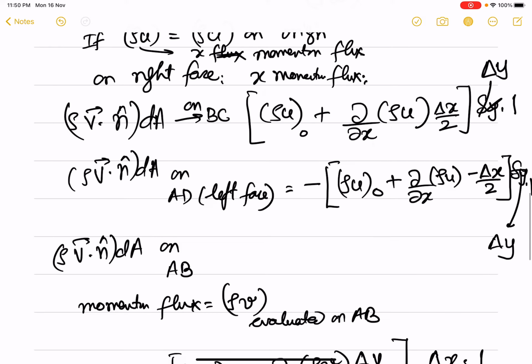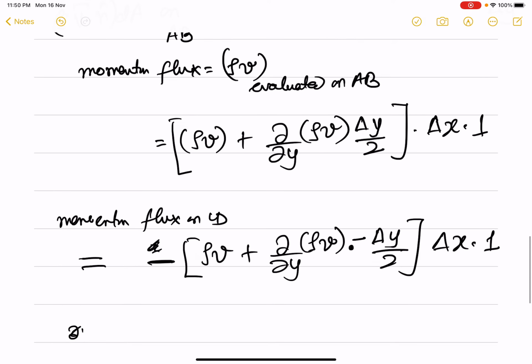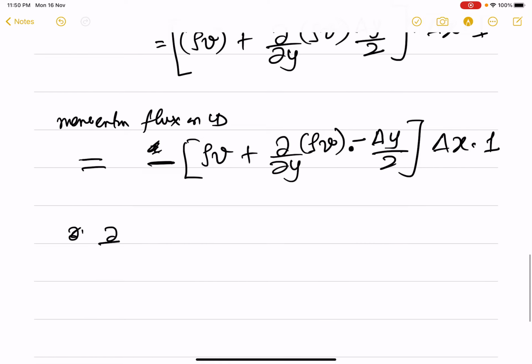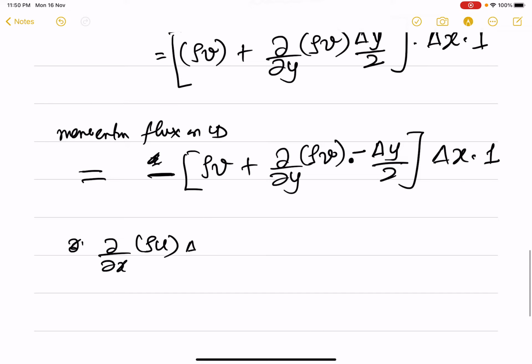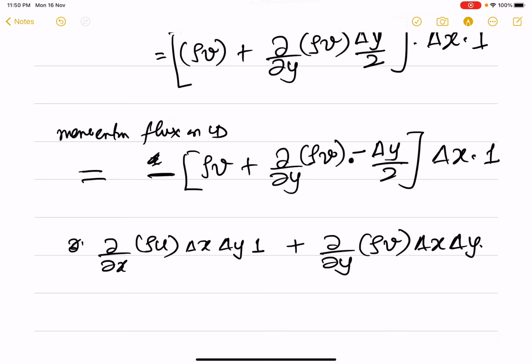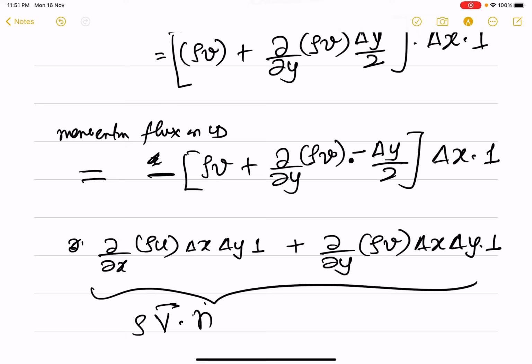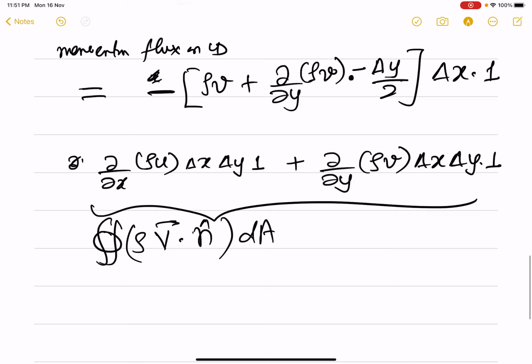so let's just check this, d by dx of rho u. So left fluxes will give me d by dx of rho u, and there are 2 delta x by 2, they get added up, so times delta x times delta y times 1. And similarly, when I add these two terms, I will get d by dy of rho v times delta x times delta y times 1. So this is rho v dot n dA on this entire control surface.